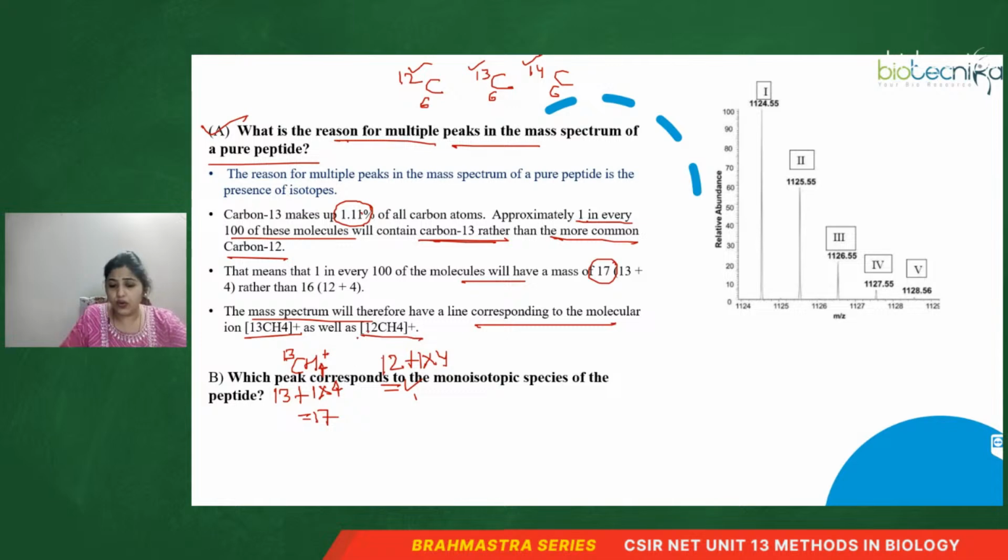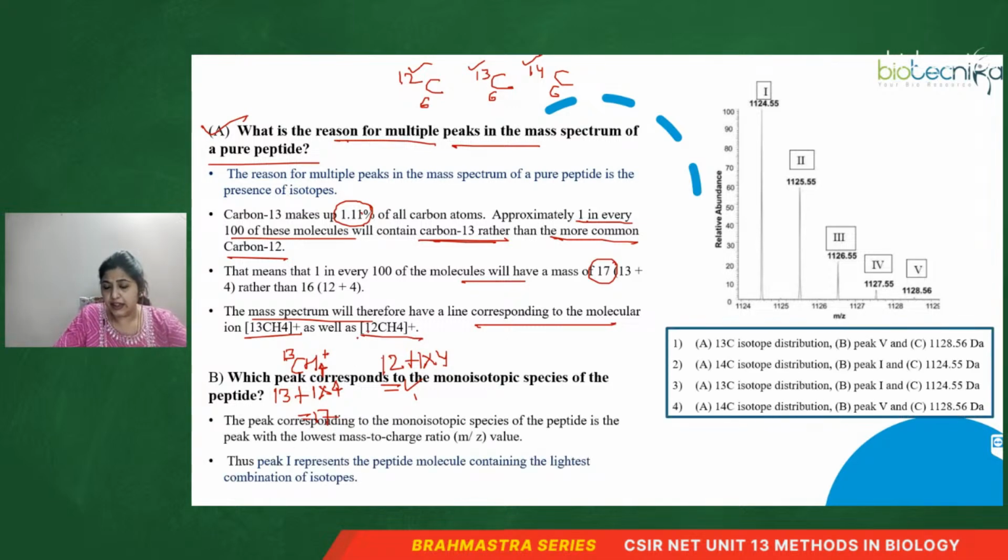So basically, if you look at the options, when I say that A is carbon 13, that means the answer cannot be option 2 and 4. So this way we have omitted 2 options out of 4. So that means the answer will be between option 1 and 3.